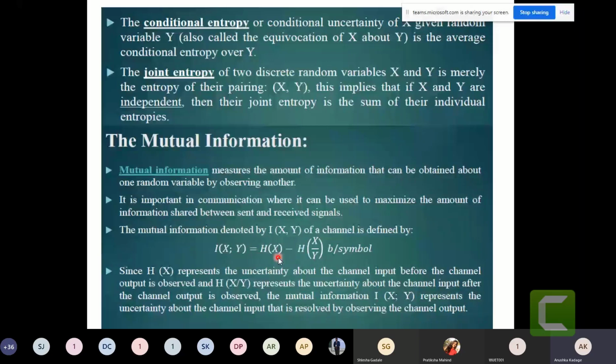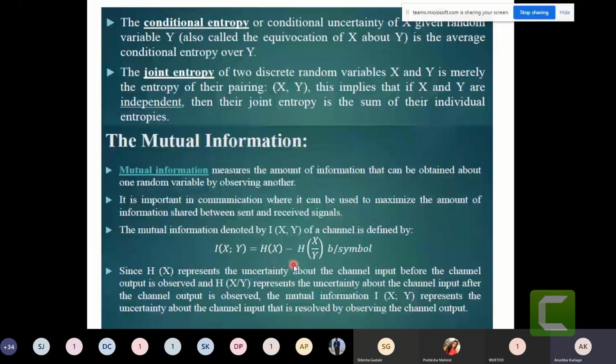And the final uncertainty will be seen at the receiver end. That means first the reception has to occur, but that reception has occurred for which symbol, that we have to check. So the conditional entropy will be needed over here, and that conditional entropy will be H of X by Y. So in short, what we have said, mutual information is nothing but the amount of uncertainty to be conveyed from one end to another end.